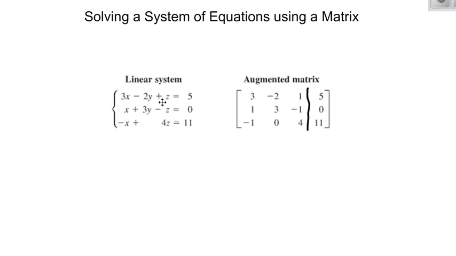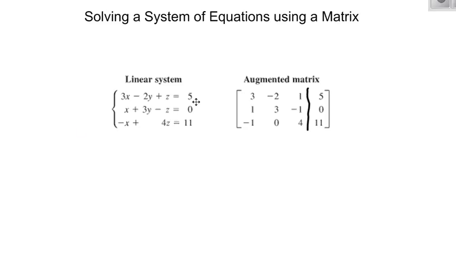3x, you just write 3. Negative 2y, you just write negative 2. Plus z, that means there's a 1 in front of the z, so you just put a 1. Equals 5, so you put a 5 over there. I like to put a line down where the equal sign would be. Some people don't do that, but I like to use that.